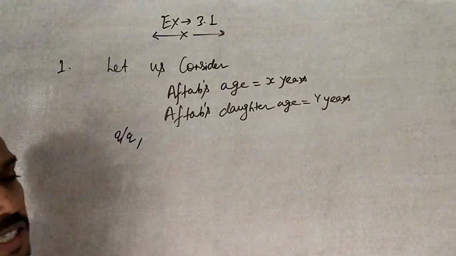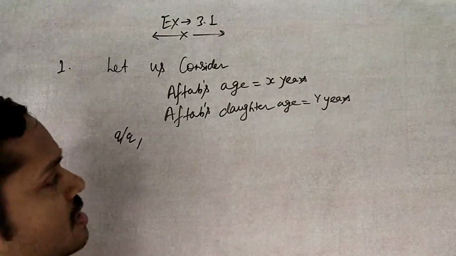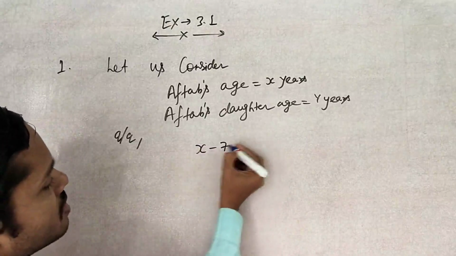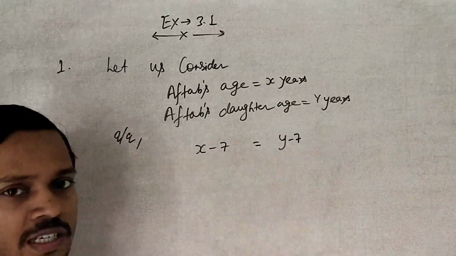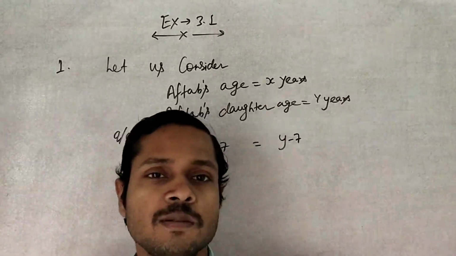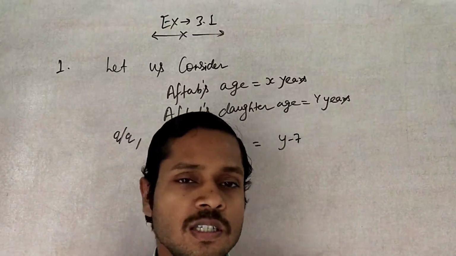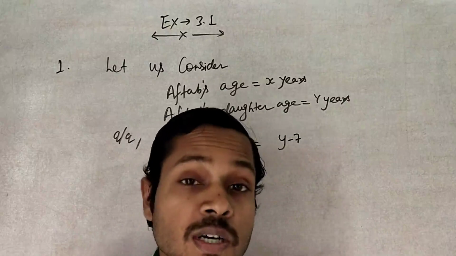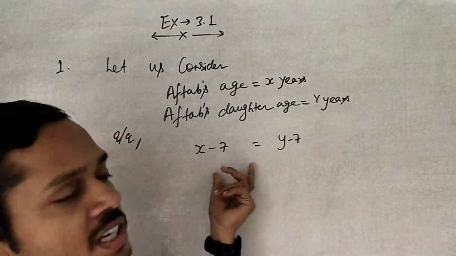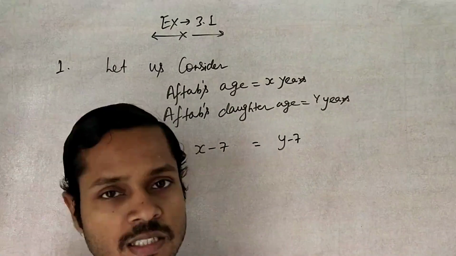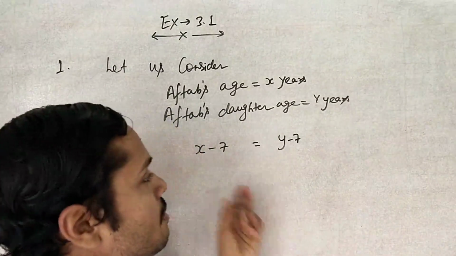Just think about 7 years ago. 7 years ago means Aftab's age 7 years ago, and the daughter's age is also 7 years ago. Your age was 7 years back, minus 7. If you are 20, then 7 years ago you were 13. How is it possible? 20 minus 7 is equal to 13. So therefore, 7 years will be subtracted from both of the ages.